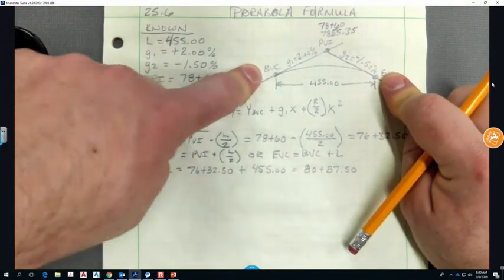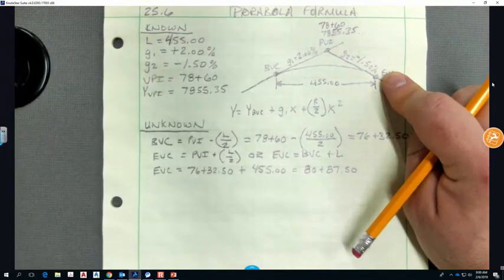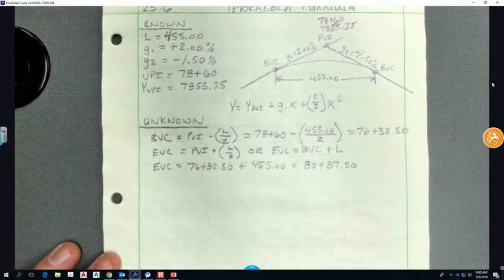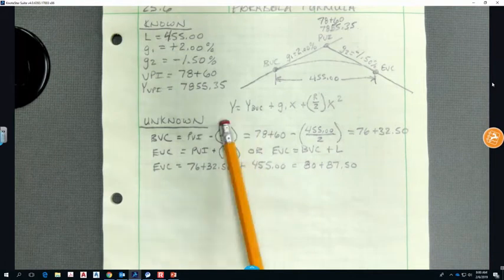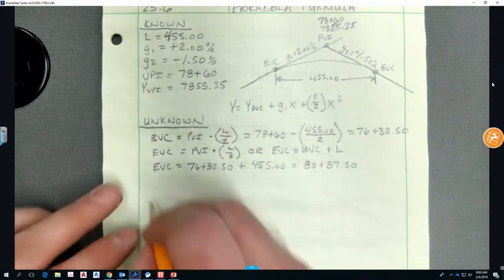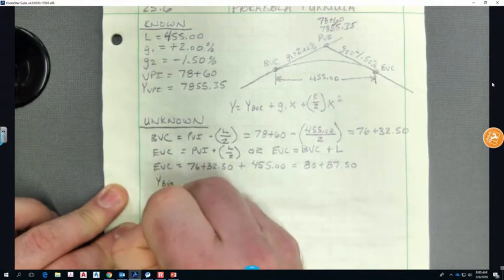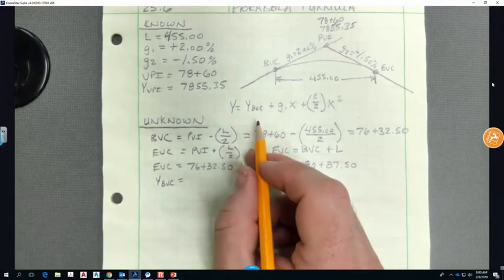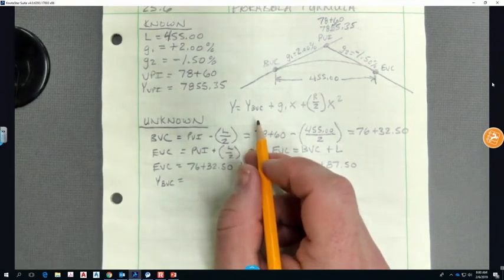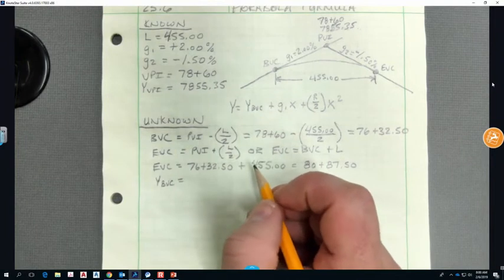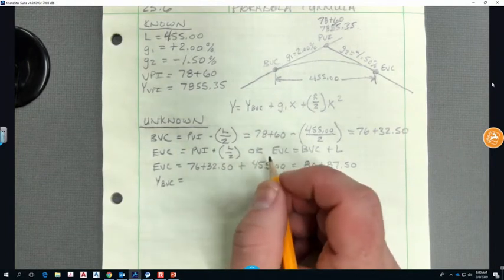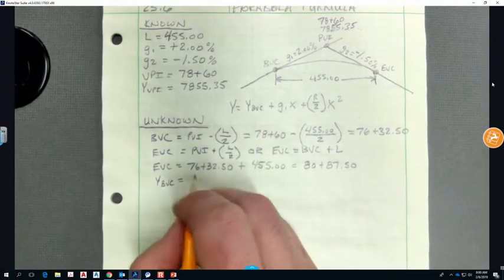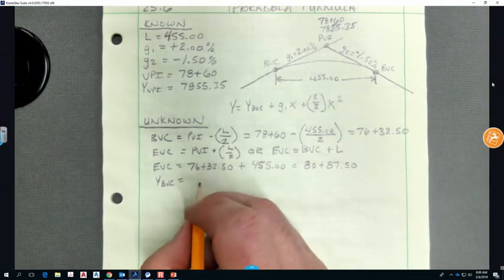So now we know where the beginning and ending of the curve is. Okay? Those are the first most important things to do. The next thing we're going to want to do is figure out our YBVC. Okay, so we're going to use this formula here for YBVC. Actually, you know what? No, YBVC, we don't have to do that formula. Okay, YBVC is this formula here.